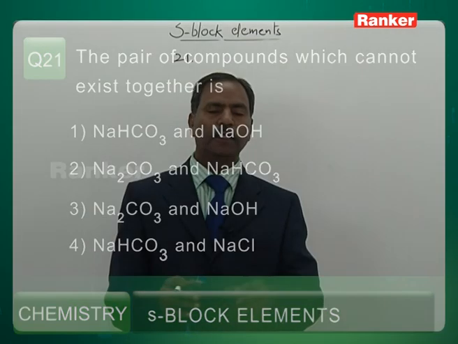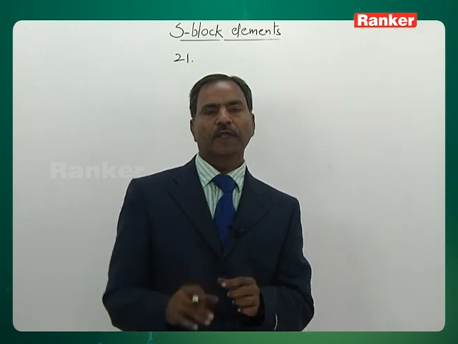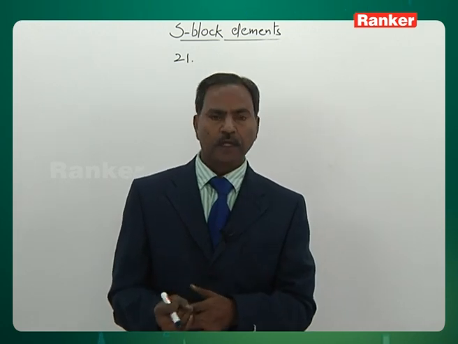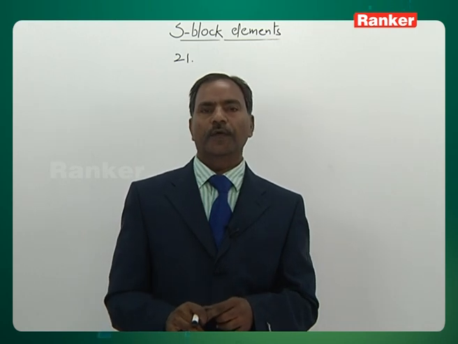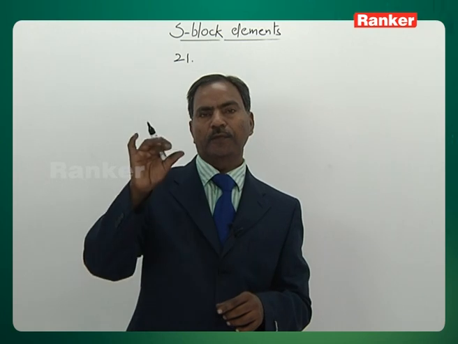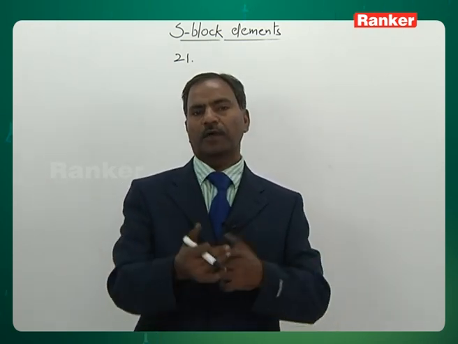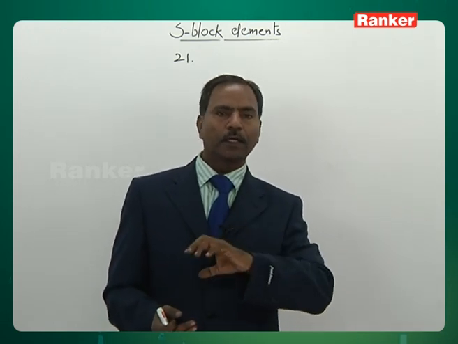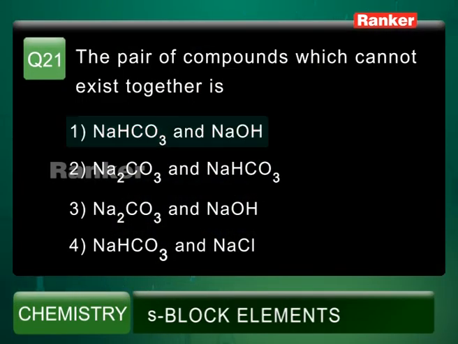NaHCO3 acidic salt, we agree, but in the case of NaCl, it is neutral. One neutral will not react with an acid. But in the case of the first one, NaHCO3 and NaOH: NaHCO3 is an acidic salt, and NaOH is completely a base. Therefore there is a possibility of reaction between them, so those two will not exist together. Therefore, for question number 21, the answer is 1.